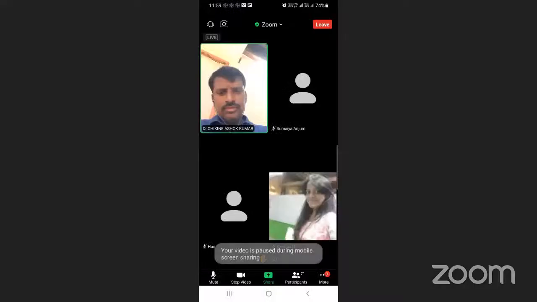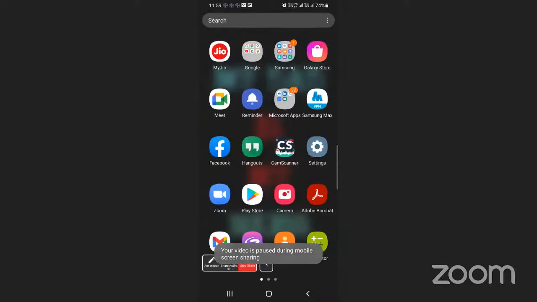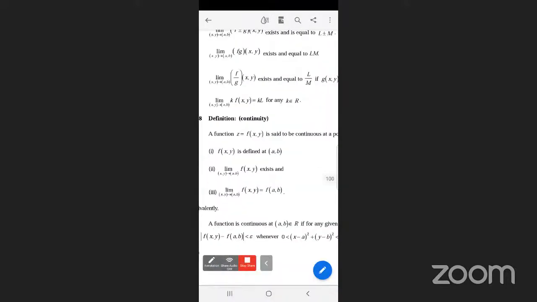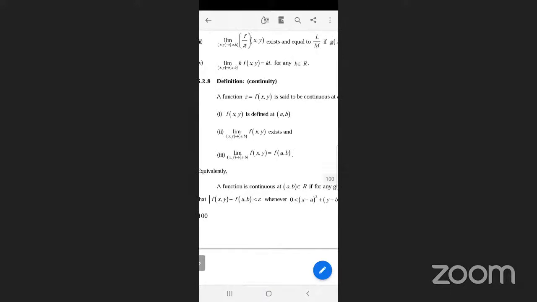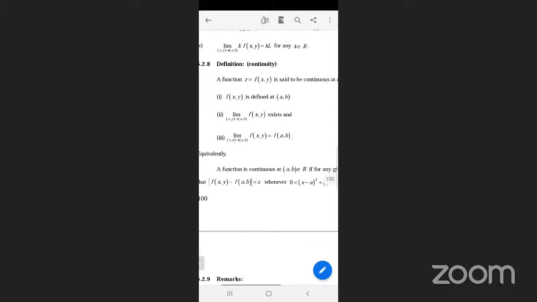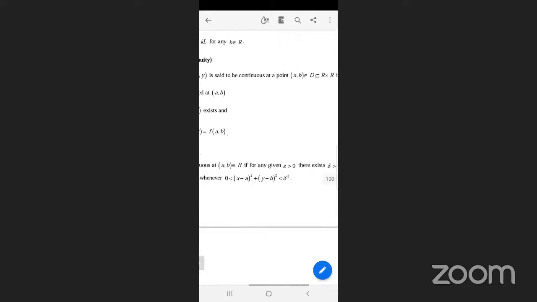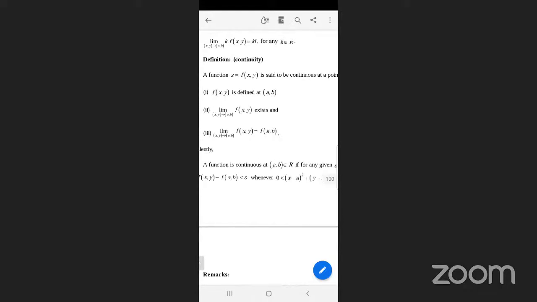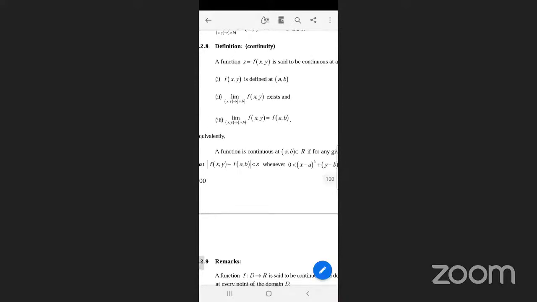I will share the screen. See here. A function z equal to f of x y is said to be continuous at a point (a, b) belonging to D contained in R cross R if f of x y is defined at (a, b), and limit (x, y) tends to (a, b) of f of x y exists, and limit (x, y) tends to (a, b) of f of x y equals f of a b. Then we can say f of x y is a continuous function at (a, b).